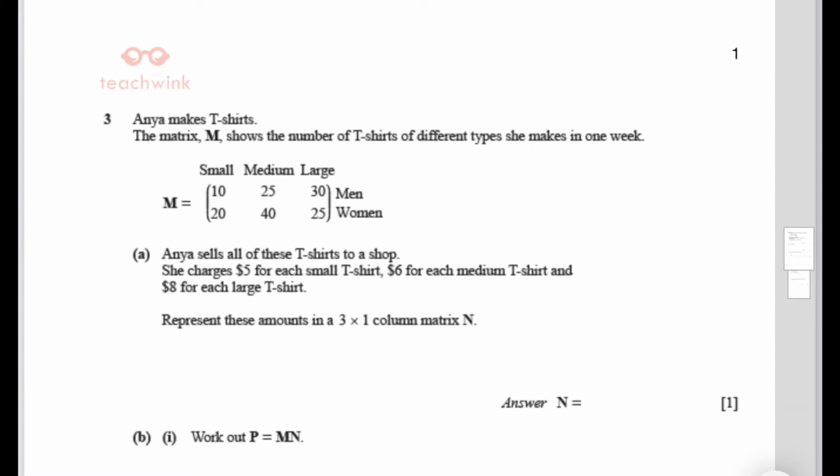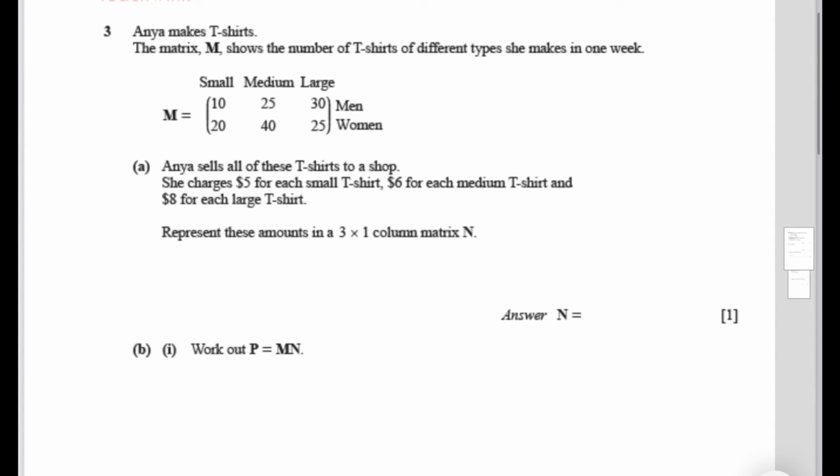The matrix M shows the number of t-shirts of different types she makes in 1 week. Then they've given us a 2x3 matrix with sizes small, medium and large for men and women. The first part says, Anya sells all of these t-shirts to a shop. She charges $5 for each small t-shirt, $6 for each medium t-shirt and $8 for each large t-shirt. Represent these amounts in a 3x1 column matrix called N.